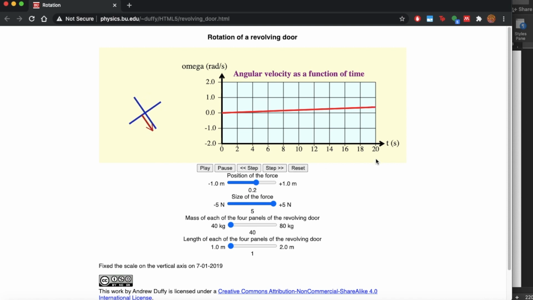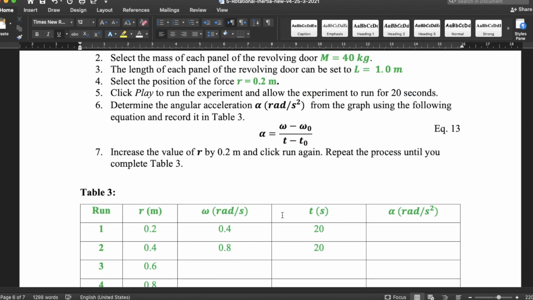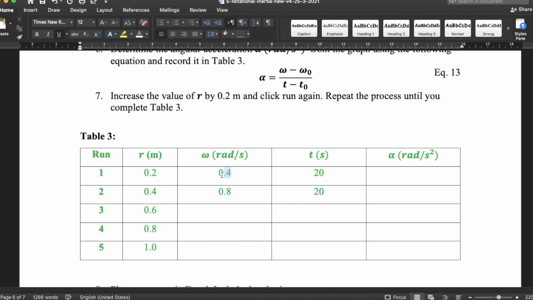we can see that at 20 seconds, omega is almost 0.4 maybe. So go to your table, write down the value of omega, 0.4, and the value of the time, in this case 20 seconds. And do the same for different R's and see what's omega and what is t.